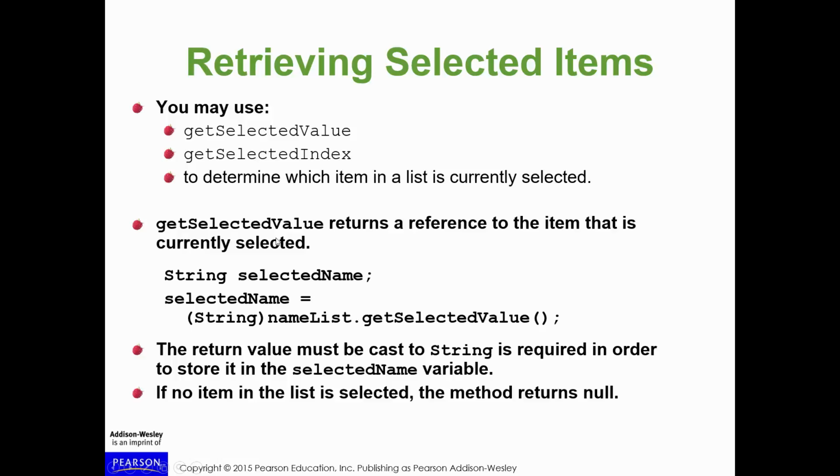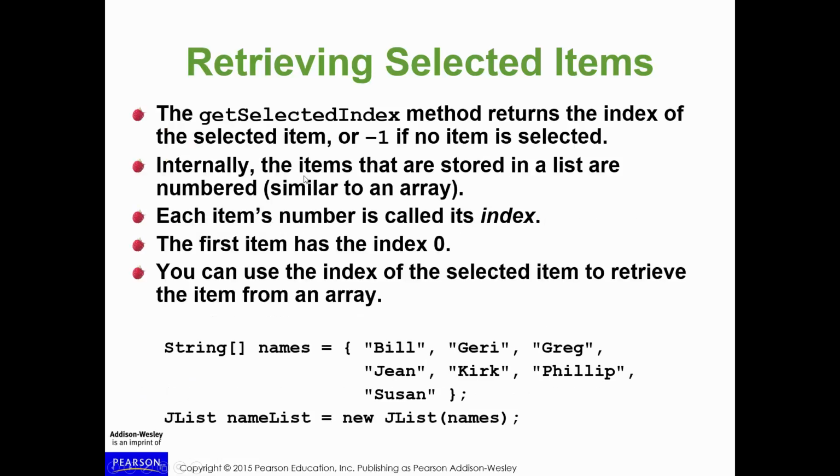As it says, getSelectedValue returns a reference, so it's mandatory that you cast that to a string if you want to be able to use it. And if no item is selected and you choose getSelectedValue, it returns null. As mentioned previously, getSelectedIndex returns the index of the selected item, or -1 if nothing is selected.